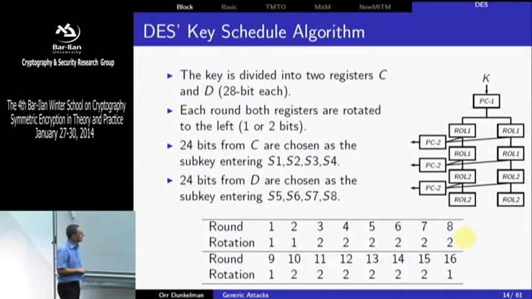Now, to make life even a bit harder, the first 24 bits actually affect the first 4 S-boxes, S1, S2, S3, and S4. The other 24 bits go to S5 to S8. Now, can somebody tell me the sum of all these rotation constants? 1 plus 1 plus 2 plus 2 plus... 28. Do you know why the sum is 28? It's suspicious that the length of the register is 28 and the sum is 28.